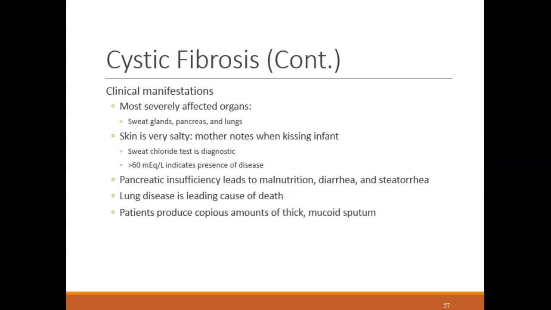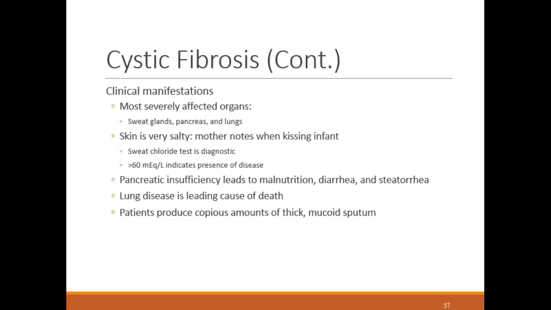Typically, one of the clinical manifestations of this is moms will say that their kids taste very salty when they're kissing them. We use a sweat chloride test to diagnose these babies. Two sweat chloride tests above 60 indicate the presence of the disease.